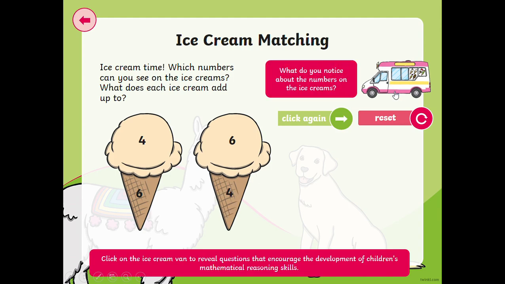How many do we have this time? And what have we noticed about the numbers? What has happened on each ice cream? They have just swapped, haven't they? Swapped. So we've got 4 add 6 equals 10. 6 add 4 equals 10.